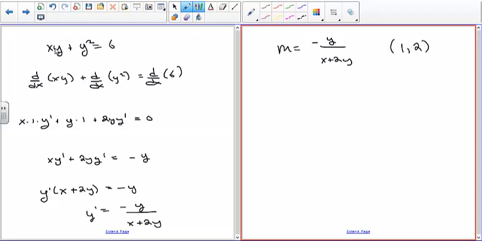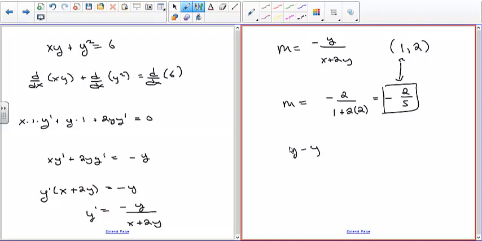If you go back here, you'll see that if I stick 1 in for x and 2 in for y, I'll get 1 times 2, which is 2, plus y squared, 2 squared, 4; 2 plus 4 is 6. So that works. That is one solution. Okay, next, we're going to evaluate the slope and add those values. So you get negative 2 divided by 1 plus 2 times 2, which is negative 2/5. So that's my slope. I have the point right there.